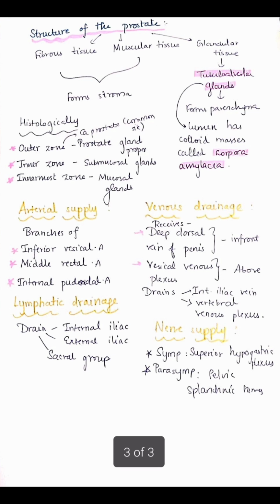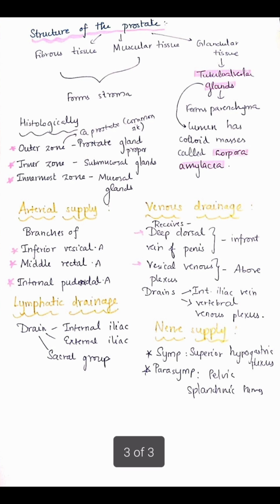Histologically, we are dividing into 3 zones, outer, inner and innermost. The outer zone is the most common site for the formation of carcinoma of prostate, which is called as prostate gland proper, and the inner zone consists of the submucosal glands and the innermost zone consists of the mucosal glands.